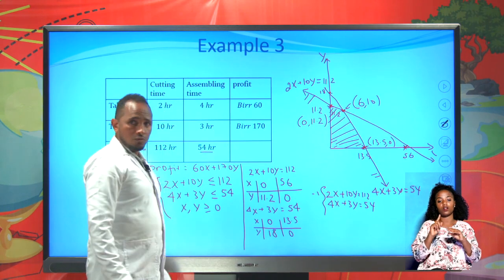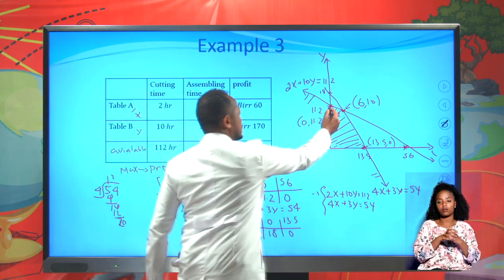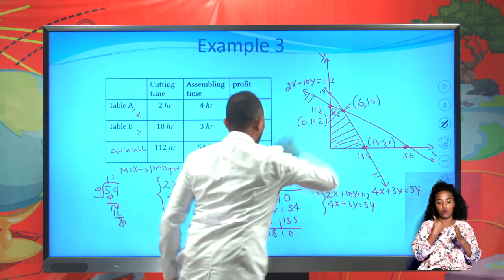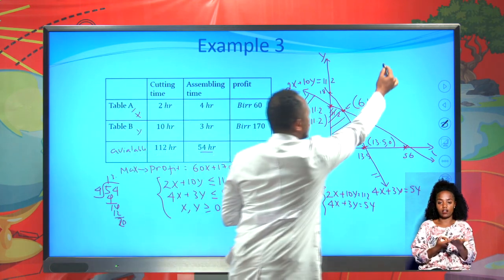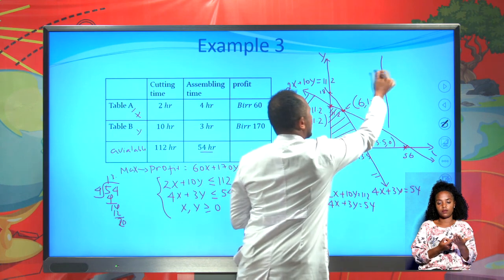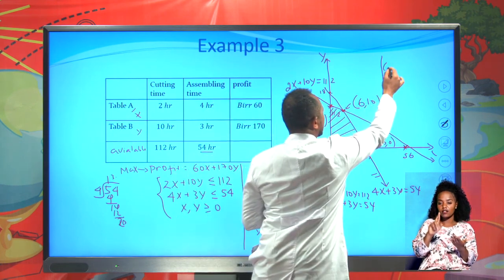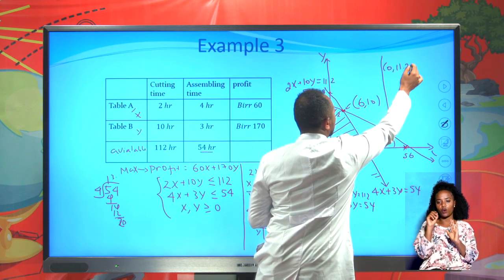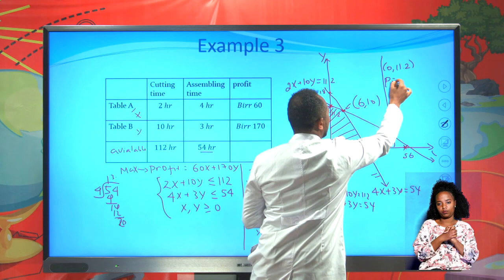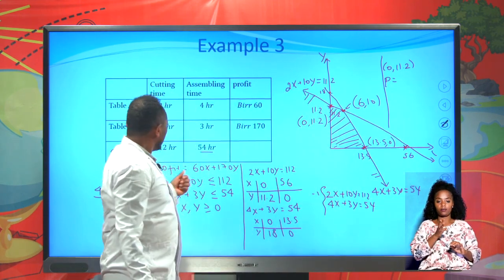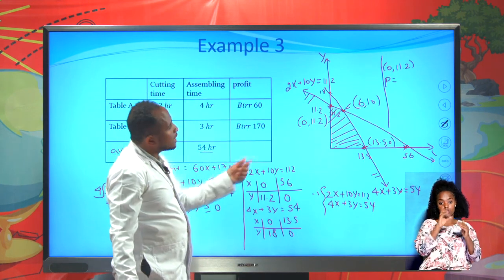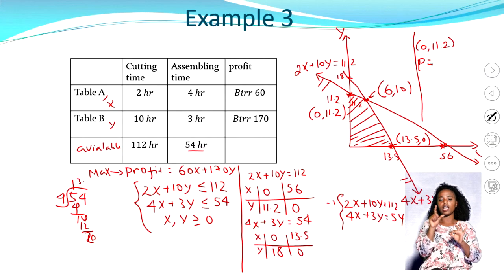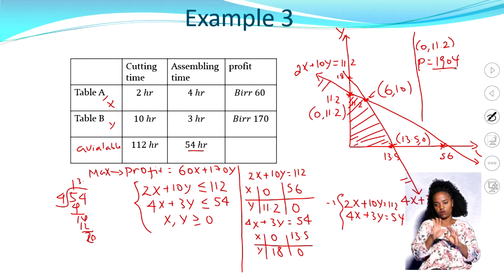Okay, so next, we have these corner points. We check these points on our objective function. So here, for corner point 0, 11.2, our profit is 16x plus 170y. So x is 0, 170 times 11.2, you will have 1904 for this corner point.